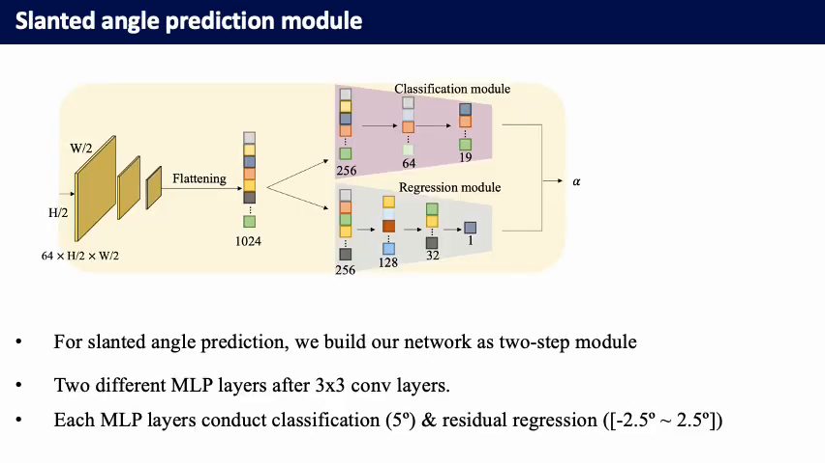The slanted angle prediction module takes the output of the feature extraction network as input. It predicts the camera's slanted angle in two steps. For more accurate prediction, we adopt classification and regression methods.